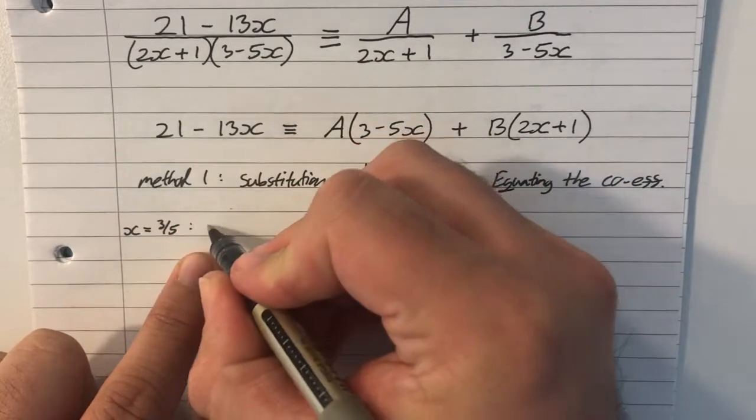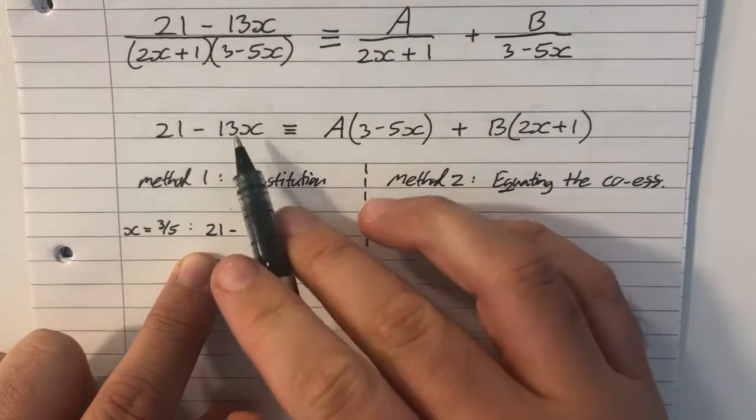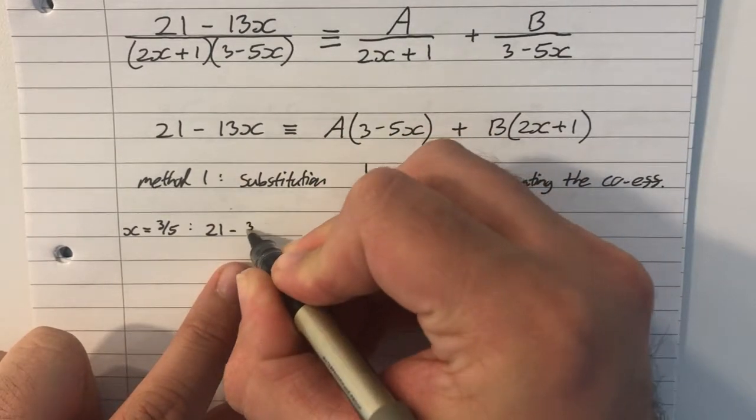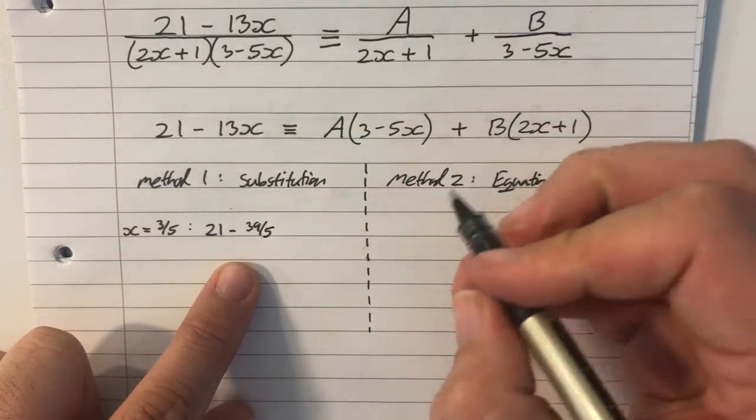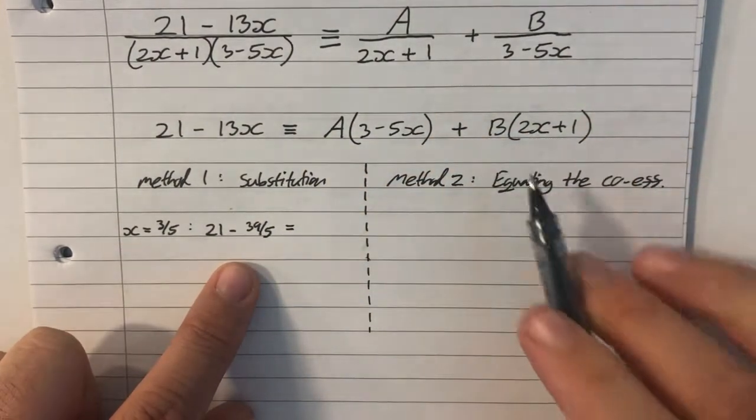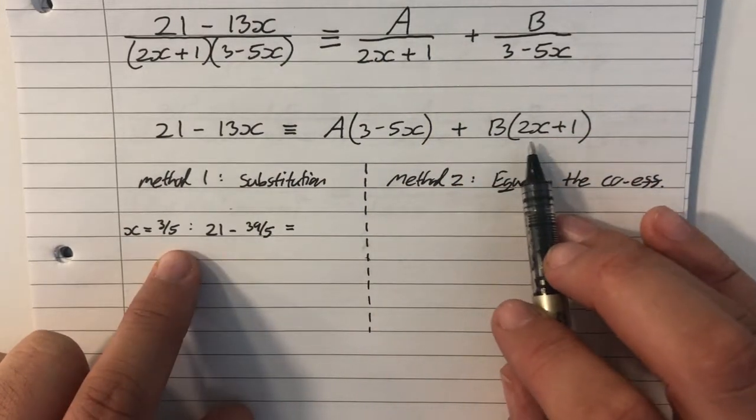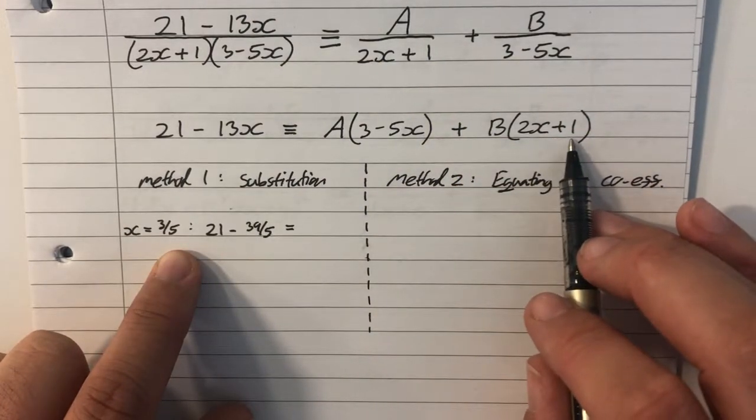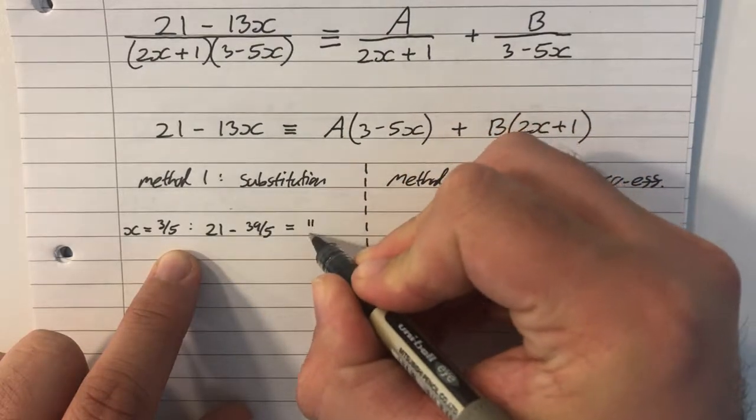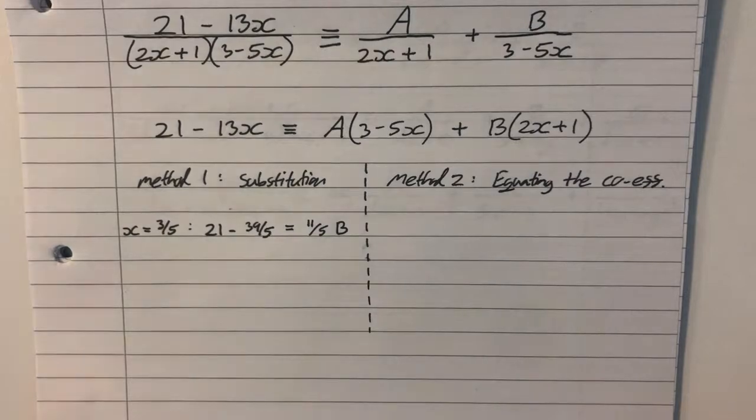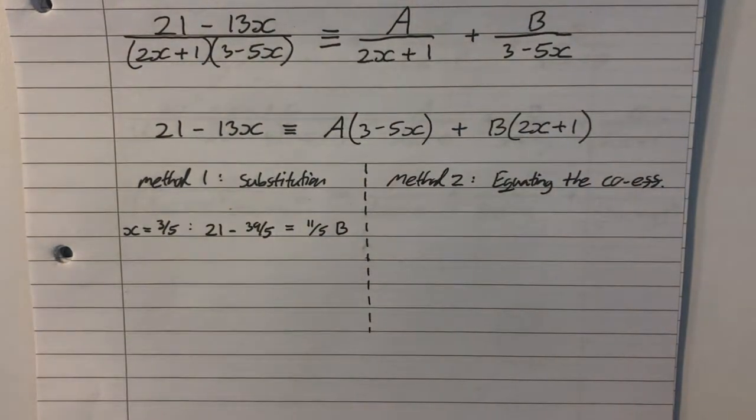So 21 minus 13 times 3/5, so it's going to be 39/5. Let's keep it as fractions for now. And that is going to be equal to b times 6/5 plus 1. Well, 1 is 5/5, so that's 11/5 times b. Okay, that's now a linear equation in b. I'm going to times it by 5.